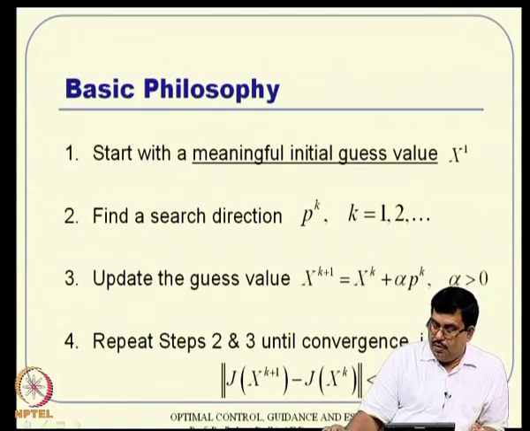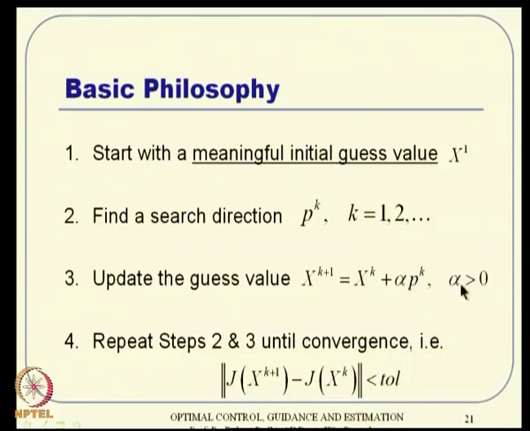So, alpha typically has to be a positive number, because you do not want to go in the opposite direction. You have a direction and you have to go in the same direction basically, and you keep on doing this and repeat this procedure, steps 2 and 3, until convergence.